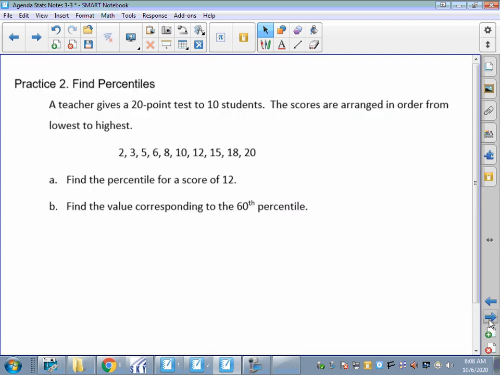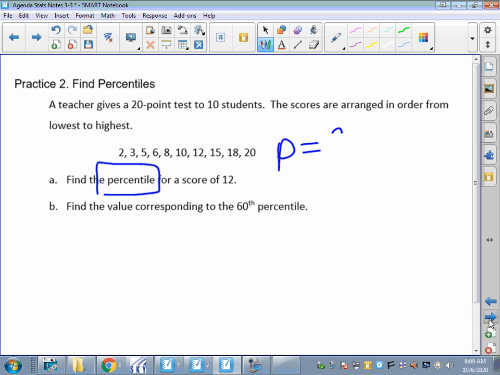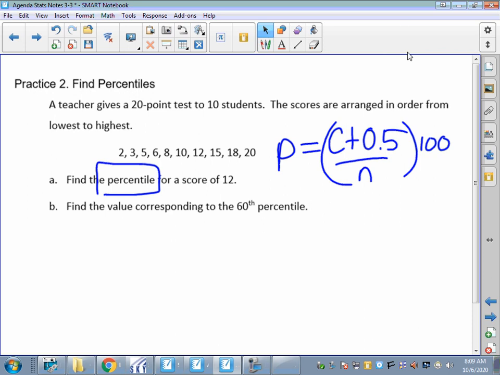Notice what it's asking for. A teacher gives a 20-point test to 10 students. The scores are arranged from lowest to highest. Letter A, it says find the percentile for a score of 12. So we are finding percentile P. So P is equal to our C plus 0.5 over N, and then we're going to multiply that by 100 to turn that into a percent.